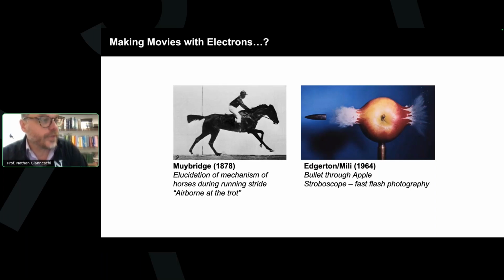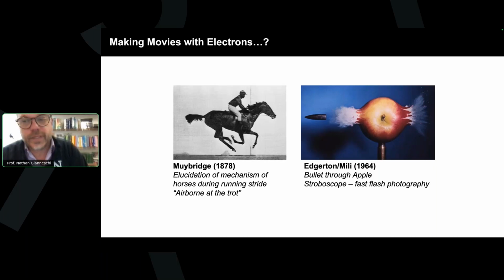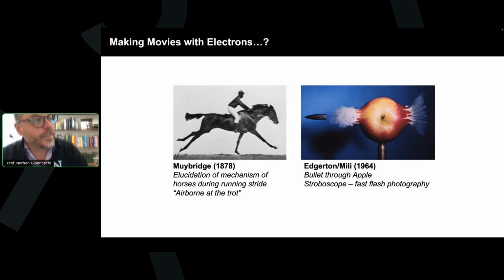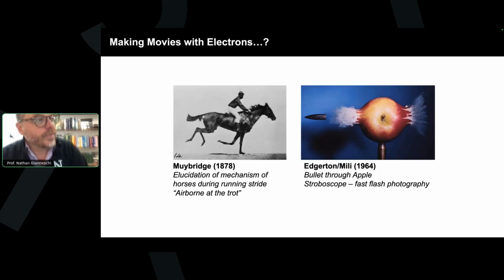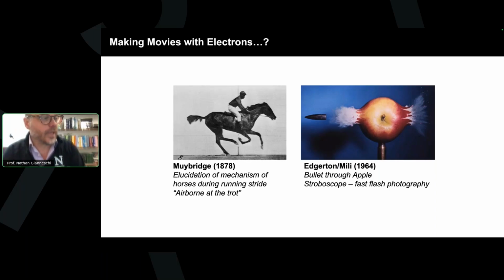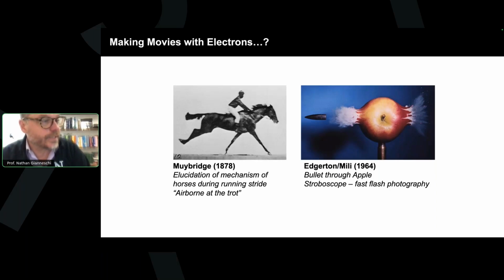The left-hand side, for those interested, is apparently the first movie ever made. This was taken with a whole lot of different cameras lined up. You can see the numbers ticking behind the bottom left. A whole lot of cameras lined up and then triggered at a race course in California, at the end of the 19th century. This described the mechanism, if you like, of horses running at stride.